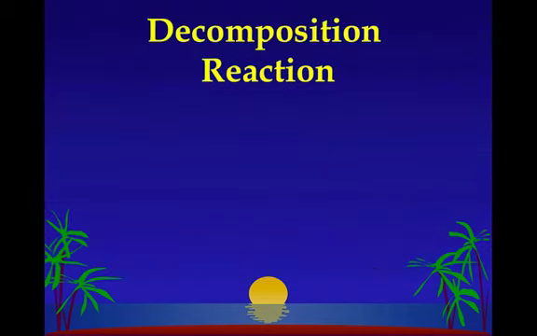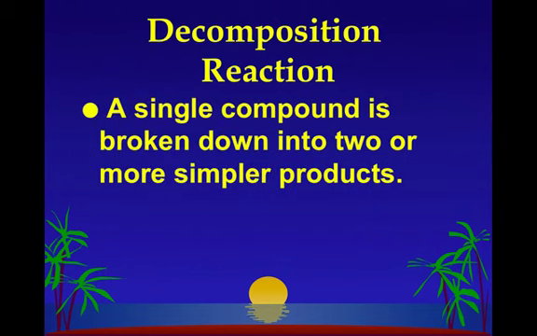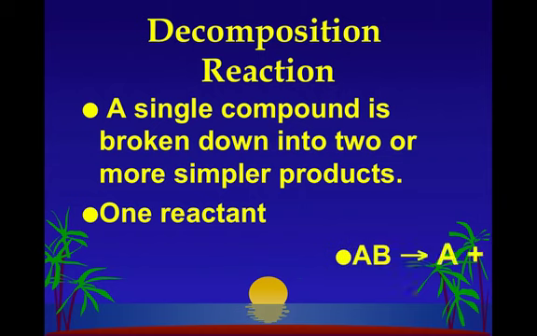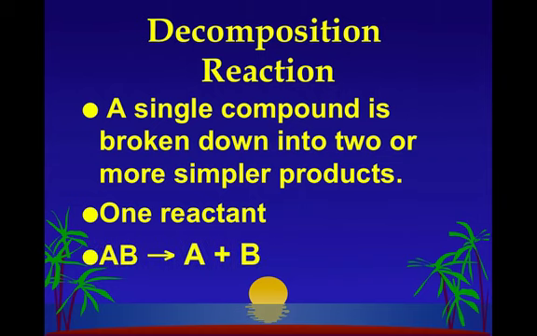A decomposition reaction is, in many ways, an opposite of synthesis. Decomposition is when a single compound is broken down into two or more simpler products. Decomposition is also really easy to recognize because they have only one reactant on the left side of the arrow. For example, AB decomposes to form A and B as separate elements or separate compounds.